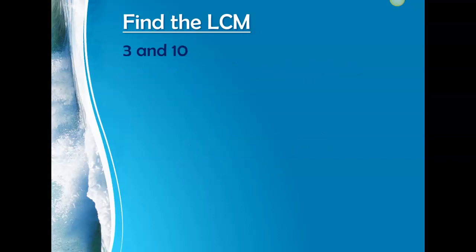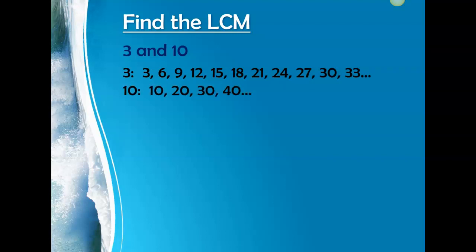Find the least common multiple of 3 and 10. We can use the make a list method and list out multiples of 3, but you can see we need quite a long list here to solve this one, because when we list out the multiples of 10, we find that the least common multiple for both of these is 30. So sometimes a least common multiple can be quite a bit of work. We can also use the factor ladder.